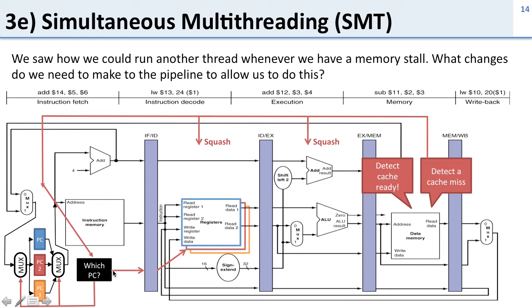There are a whole bunch of little details that you also need to deal with here. How do you choose which thread to switch to? How do you adjust the PC here so that these instructions you squashed at the beginning get rerun? All these little details, but this is the basic idea.